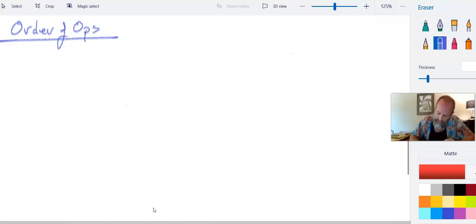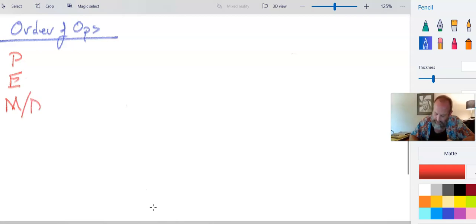Okay, so let's go ahead and rewrite this here. So we have, oh, it works better with the writing tool on. We have parentheses, exponents, multiplication and division. I go out of my way to write those on the same line so I don't forget that it doesn't matter which way they go. And then addition and subtraction.